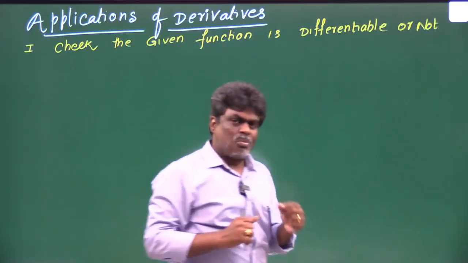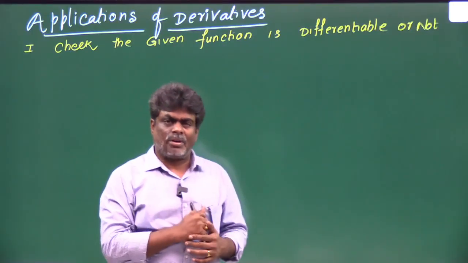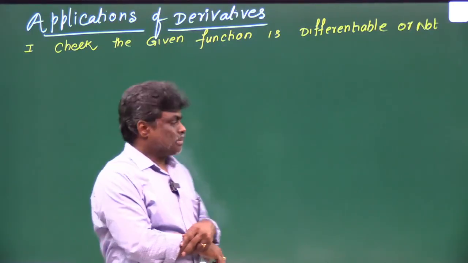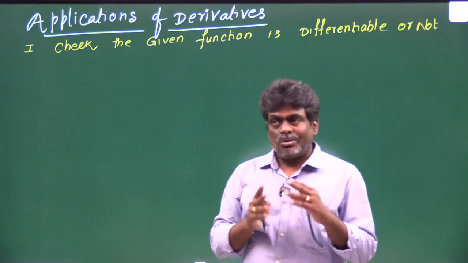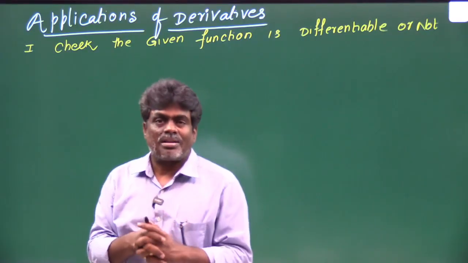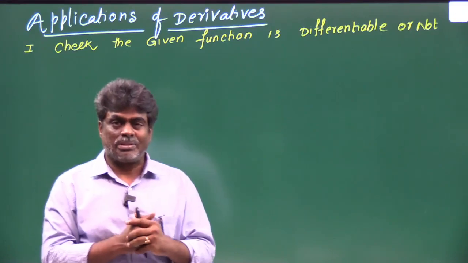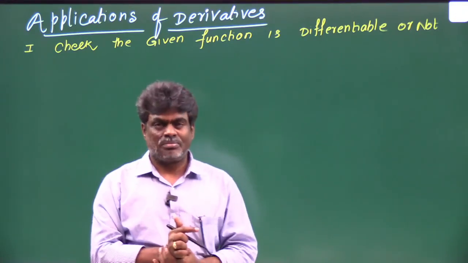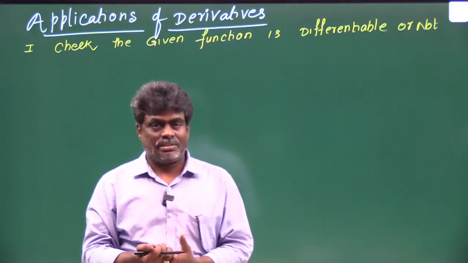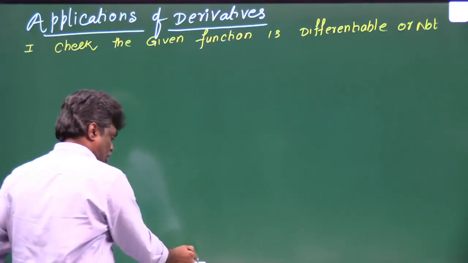What is the problem? Why can't all functions be differentiable? Sometimes, for example, you have a continuous function. Whenever a function is continuous, we cannot say the function is differentiable. A continuous function may or may not be differentiable. First of all, how to check whether this function is differentiable or not?